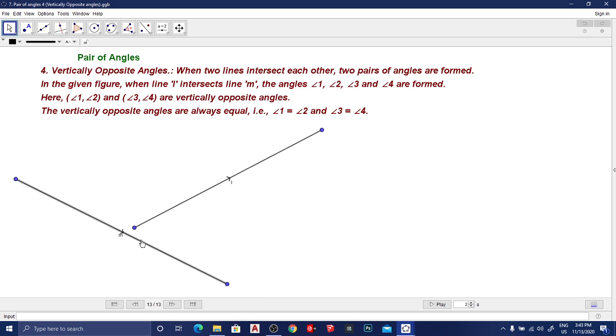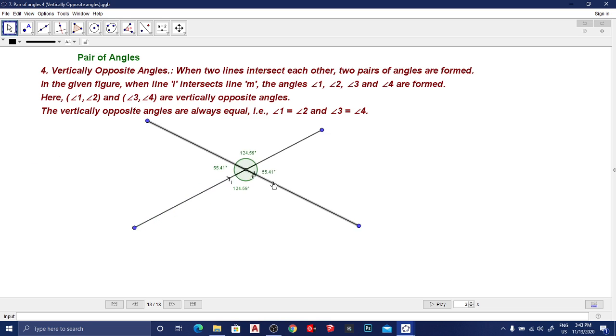Here observe, these two lines L and M are not intersecting each other and are not forming any angle. If they intersect each other at a common point like this, they will form angles. Here four angles are formed, and there is a property: vertically opposite angles are always equal. Vertically opposite angles means the two angles which are opposite to each other. Here this angle is opposite to this one, and this angle is opposite to this one.